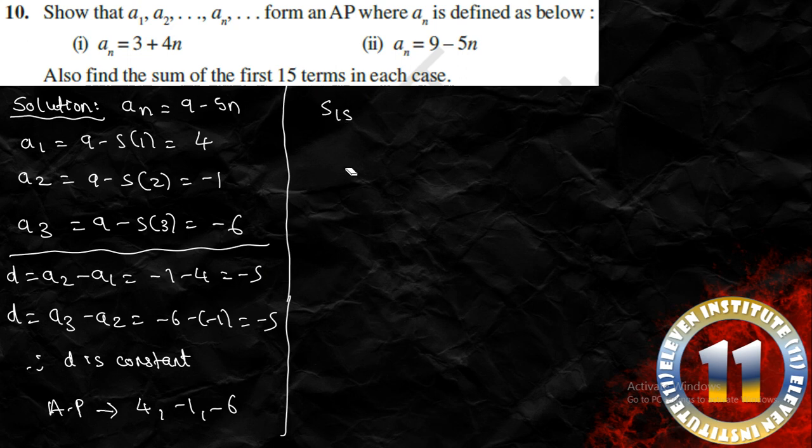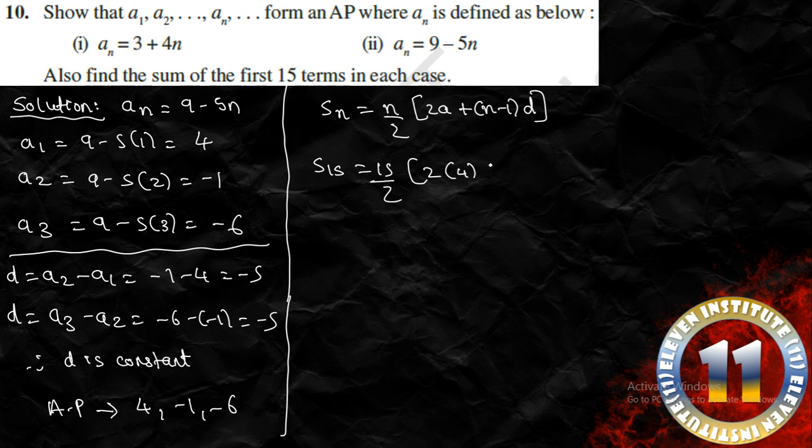Right, so before that we will write the formula of Sn for simplification. Right, now instead of n we shall write 15. 2 multiplied by a is 4. N minus 1, 15 minus 1 will be 14, and instead of d we shall write minus 5. 15 upon 2 will be kept as it is. 4 2s are 8, plus minus minus, 14 5s are 70. 8 minus 70 is minus 62.